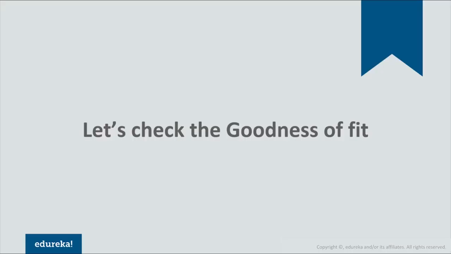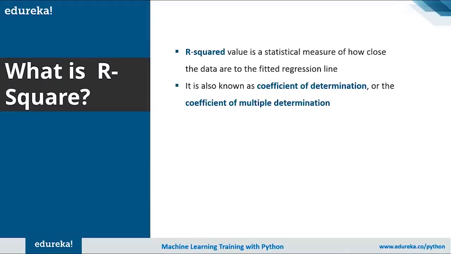Now that we have calculated the best fit line, it's time to check the goodness of fit, or to check how good a model is performing. In order to do that, we have a method called the R-square method. So what is this R-square? Well, the R-squared value is a statistical measure of how close the data are to the fitted regression line.